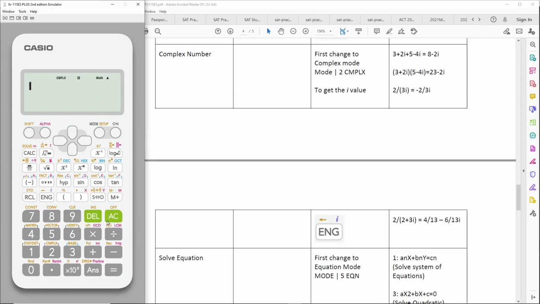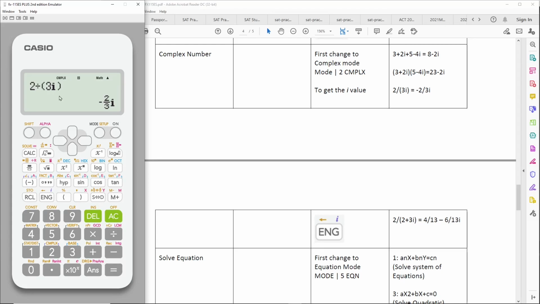You can also do division with complex numbers. So if we have 2 divided by 3i, I can do 2 divided by, and I'm going to put it in parentheses so I know those are grouped together. So 3i, that's going to give us negative 2/3 i.